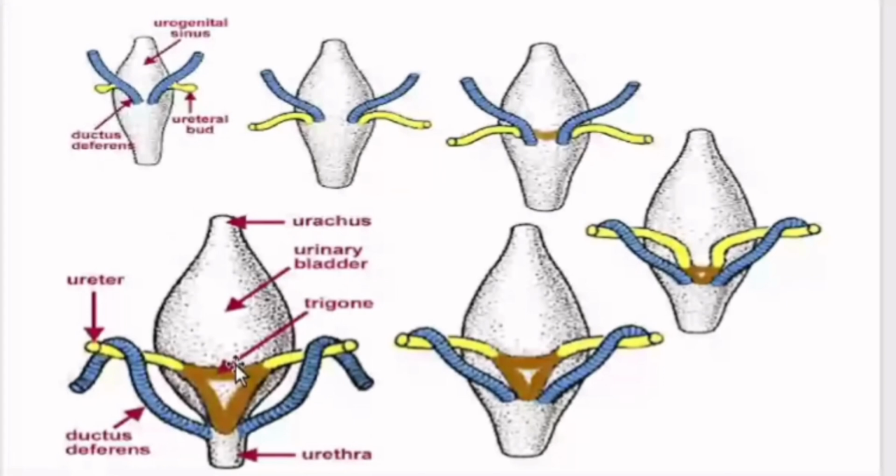So we form a region here on the bladder that you call the trigone of the bladder. So what happens is the bladder is a hindgut structure. The cloaca is a hindgut structure, and we said that the bladder comes from the cranial portion.